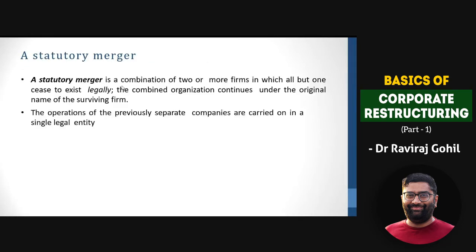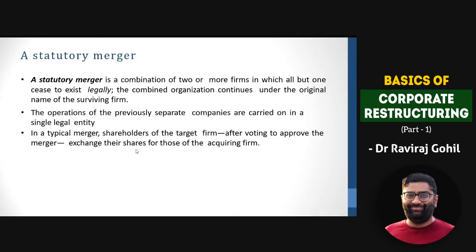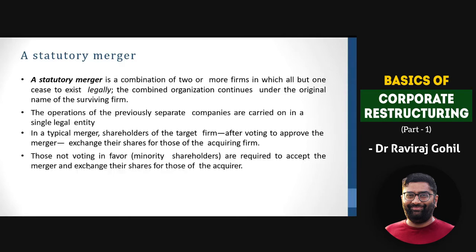The operations of previously separate companies are carried on in a single legal entity. In a typical merger, shareholders of a target firm, after voting to approve the merger, exchange their shares for those of the acquiring firm. So in this case, the shareholders of BB will exchange their shares with AA, right? So now they will become the shareholders of an acquiring firm.